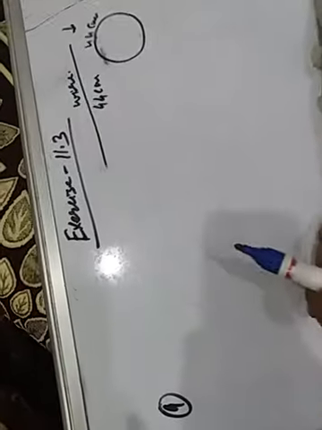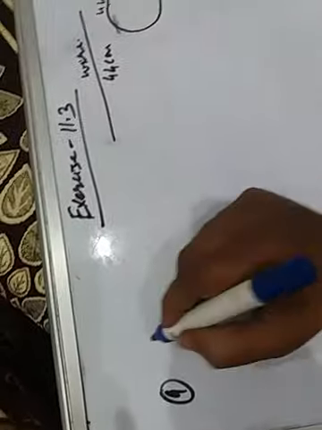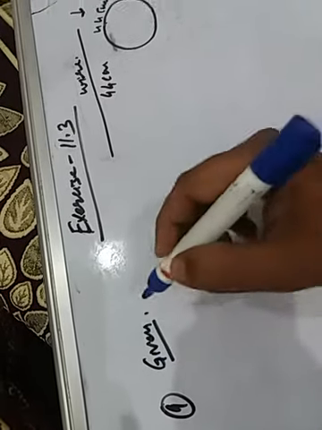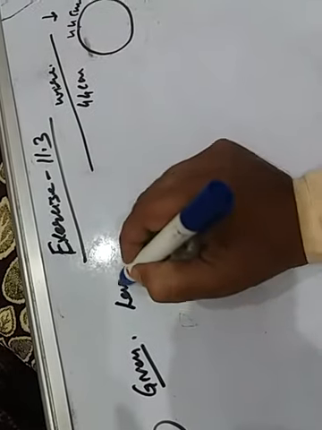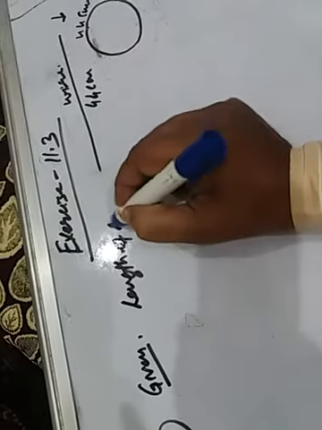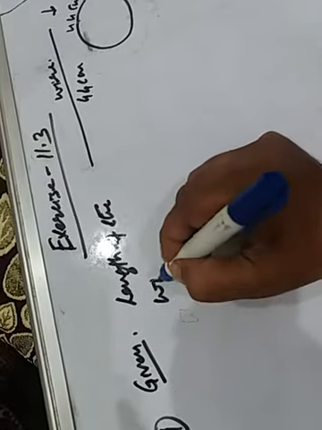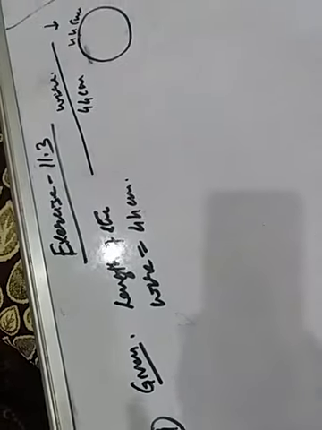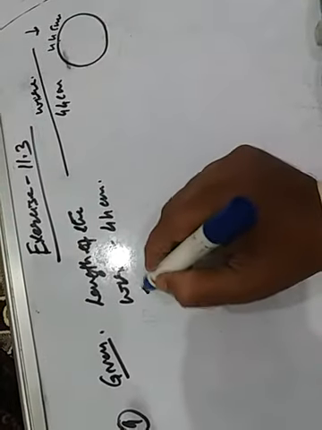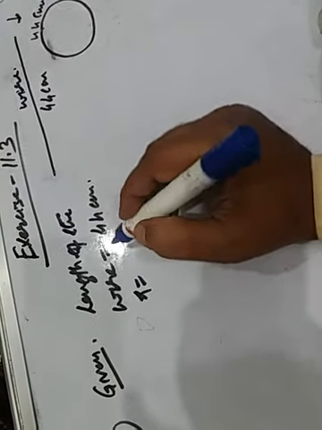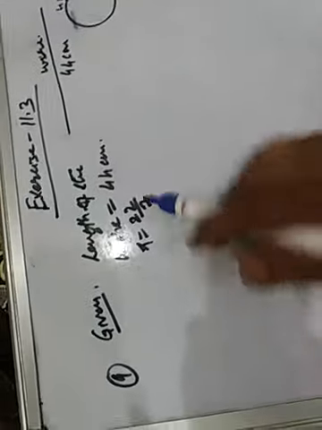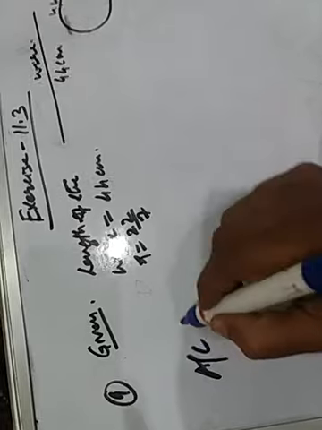Okay, children. So let us see what is given. Question number 9. What is given? Length of the wire equal to 44 centimeter. And what else is given? Pi equal to 22 by 7. Clear, children? Now according to the question.